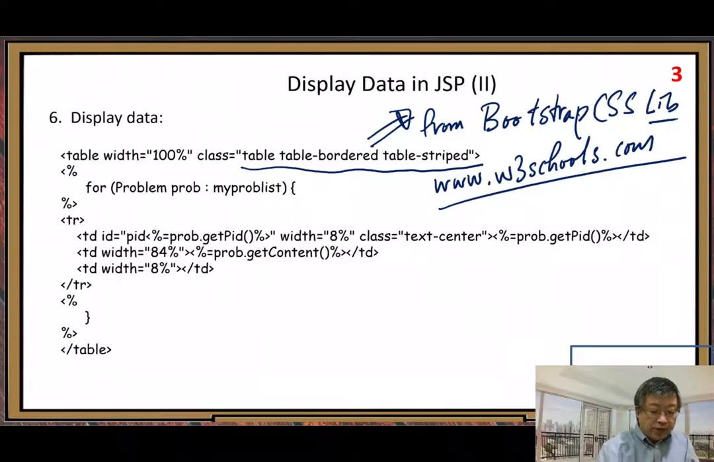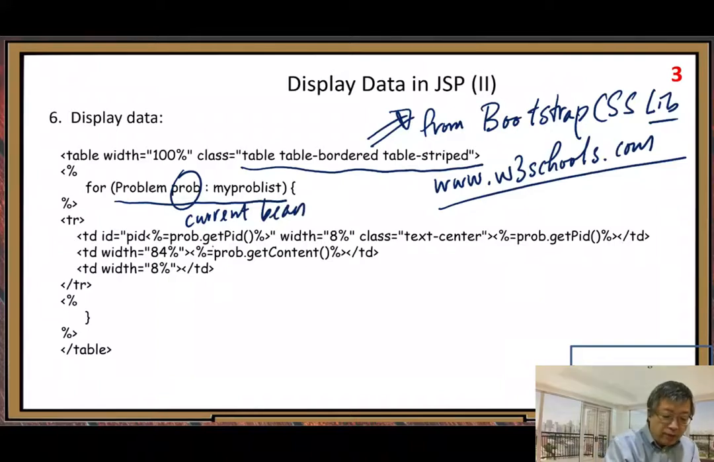Then the table structure. A for loop goes through the whole list of Java beans. For each row, you retrieve the current one, the current bean object. Then you retrieve different properties from the current bean.